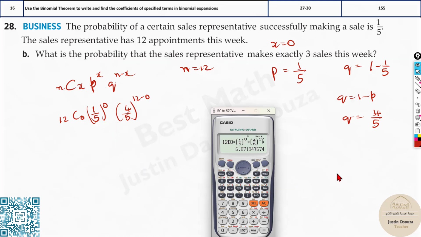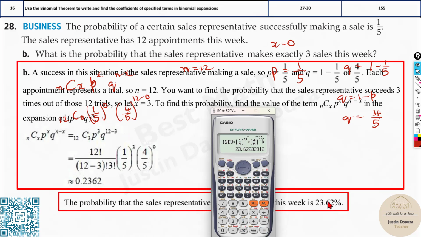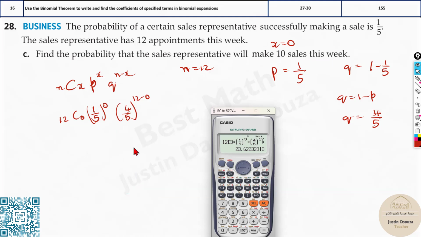This is the answer. Now for the second part, B, they have told us the sales representative makes exactly 3 sales in this week. So out of 12 he is making 3 sales. So all I need to do is change this 0 to 3. That's it, no other changes. In the previous case, no sale, so X was 0. Here X is 3, and 12 minus 3 here. The answer is 23.62%, but if you want to write it in decimal, it's 0.2362. So it's a simple problem.